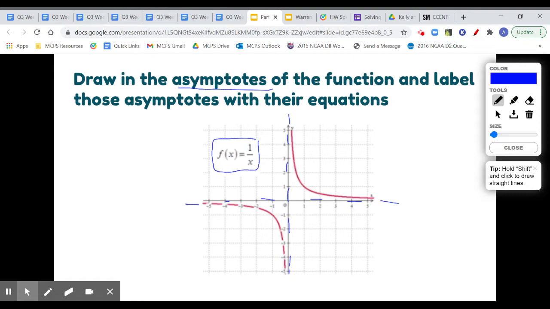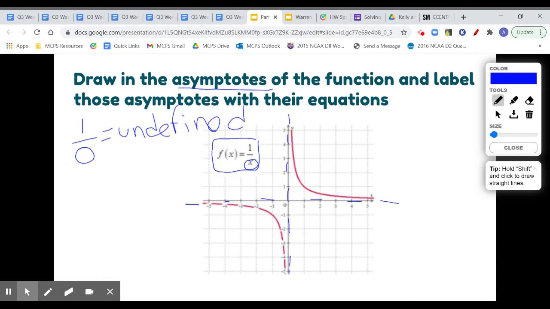Why do these asymptotes exist? Well, if I look at my function, there is a place where it is not defined. If I were to try to plug in an x value of 0 into this function, I would be left with 1 over 0. I can't divide by 0. This does not equal a number. It is undefined. So I cannot plug in 0 to my function.